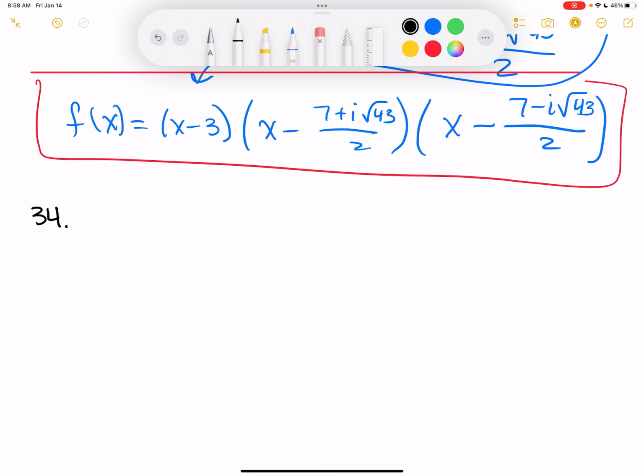Alright, so the next ones, they tell you that something is a given zero, and then it wants you to find all the zeros and write a linear factorization. Okay, when it says linear factorization, this is what it means.